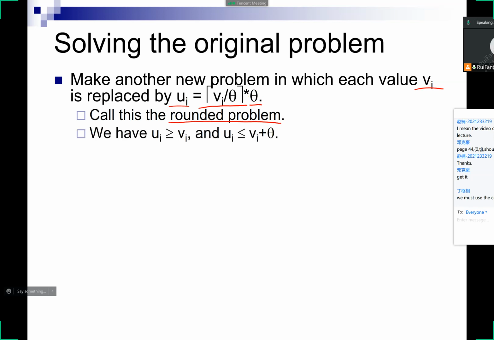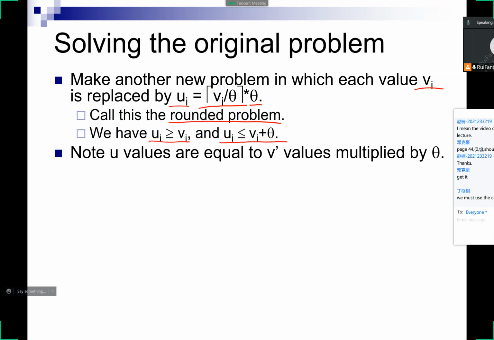So we have some properties. First of all, u is going to be at least as large as v, because here you took the ceiling and then multiplied by theta. So u is at least as large as v, but u is not much larger than v. U is at most theta larger than v.